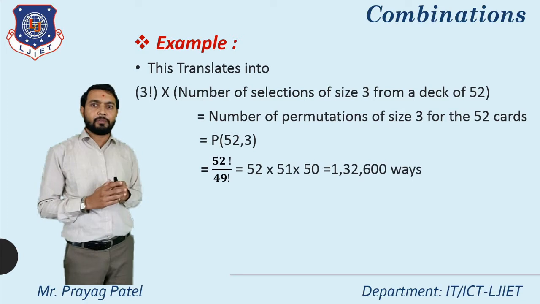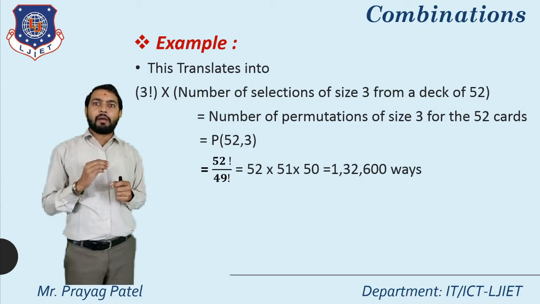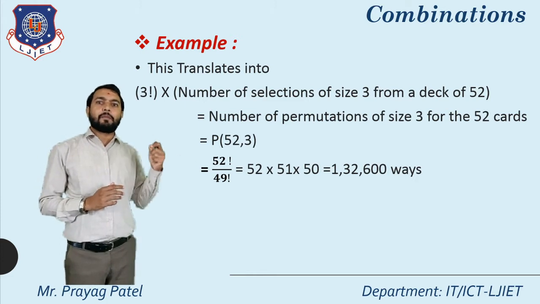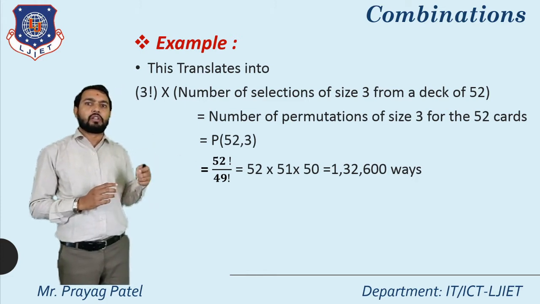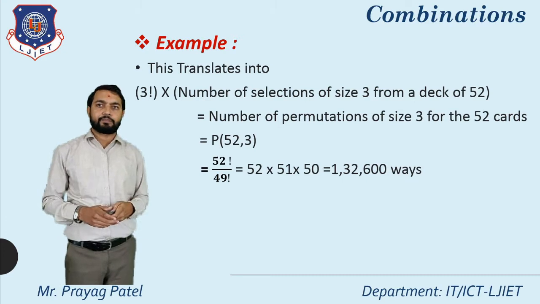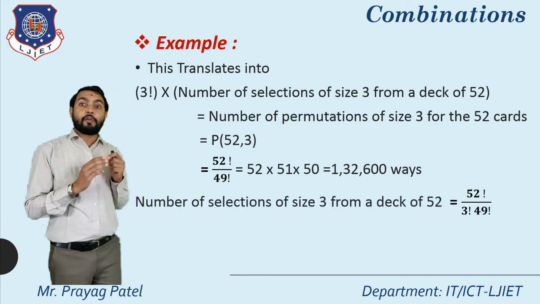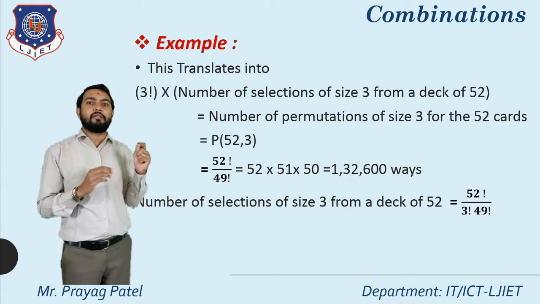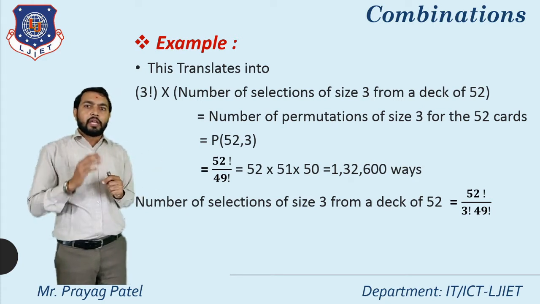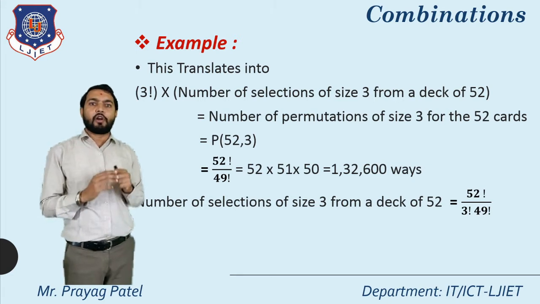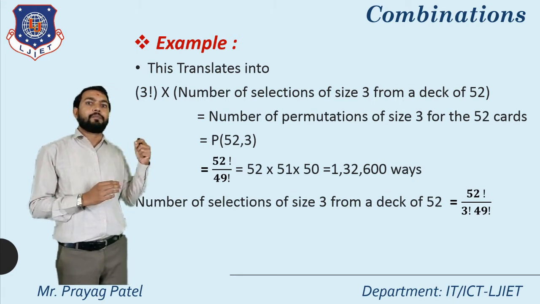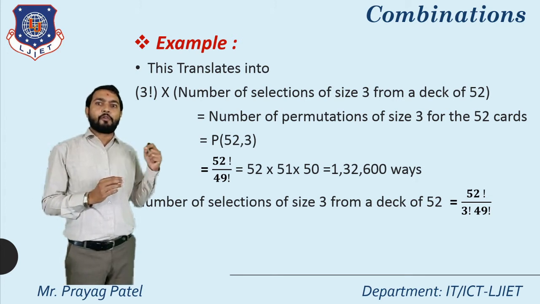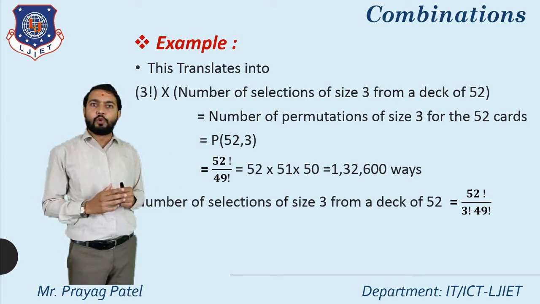Now what is the value of this? 52 divided by 49 factorial according to the permutation formula. So here 52 multiply 51 multiply 50 is equal to 132,600 ways. Now, if we want to find the combinations, then the number of selections of size 3 from the deck of 52. If you want to find the 3 cards from the 52 cards, then what are the combinations? So 52 factorial divided by 49 factorial is considered as a permutation.